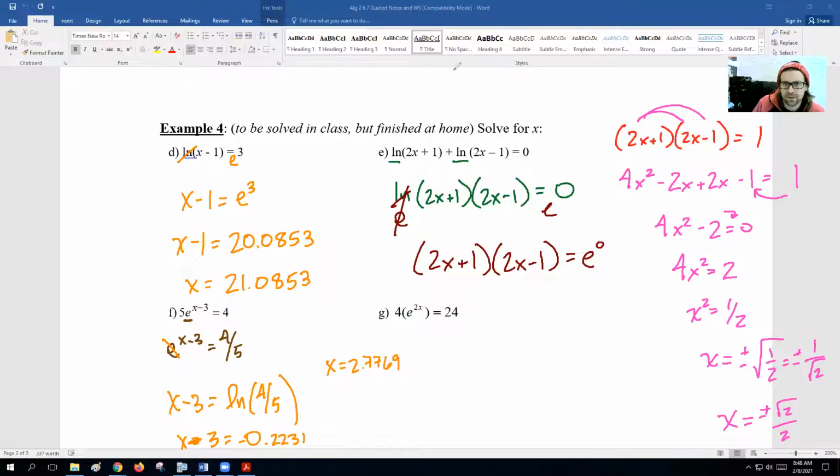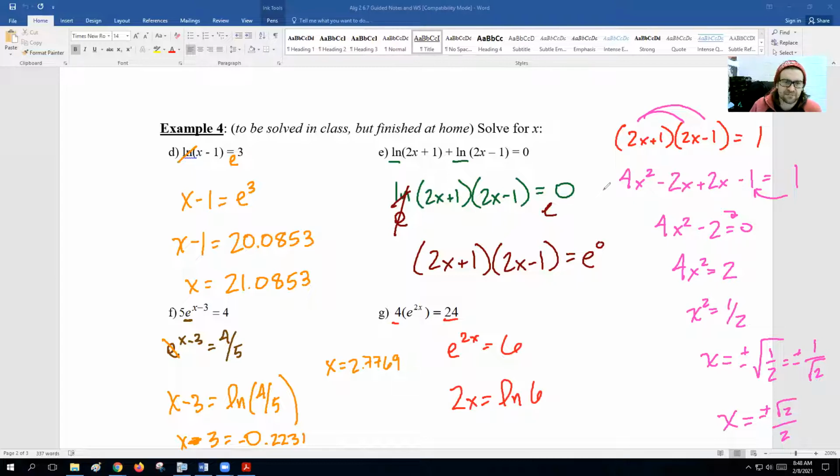All right, one more problem here, and then we're going to look over the homework problems and kind of give you some hints on them. So if we want to get rid of this e by itself, we first have to divide by 4. So e to the 2x power is equal to 24 divided by 4, which is 6. Not too bad. Now let's get rid of this e. So we'll leave the 2x, and to get rid of the e, we have to ln the other side.